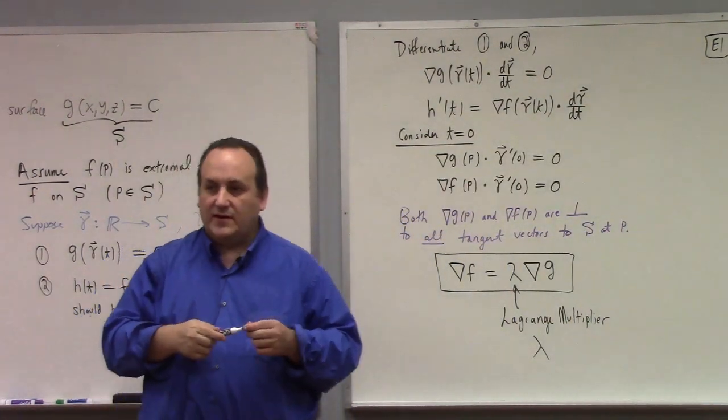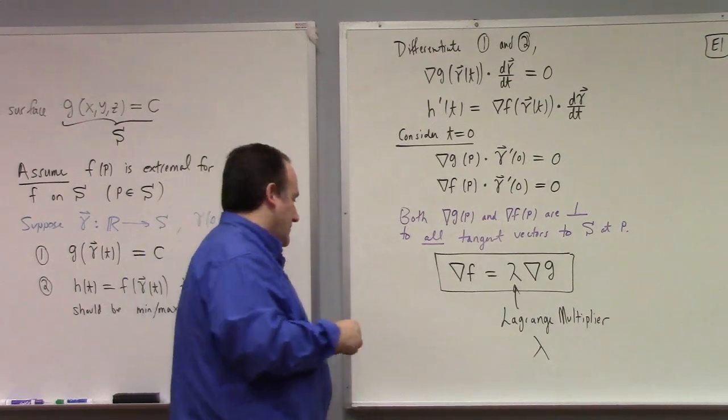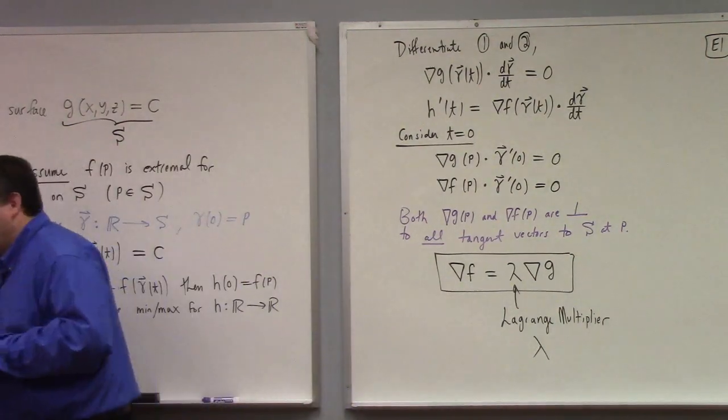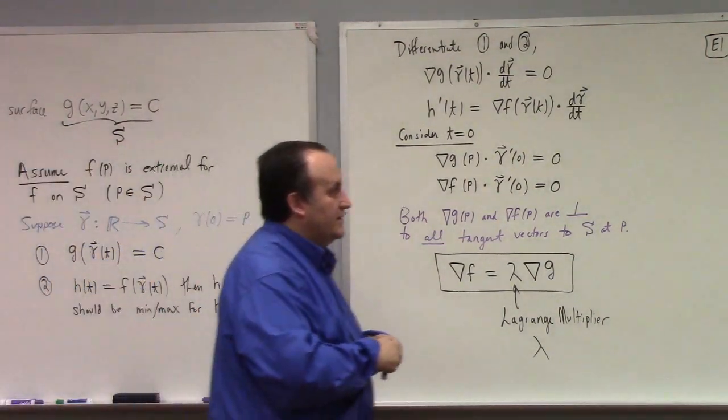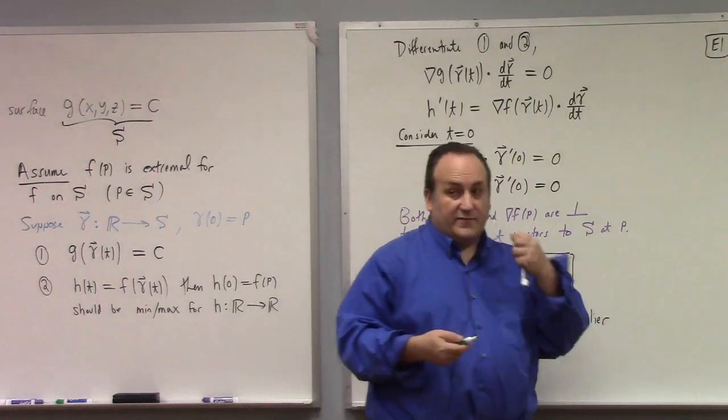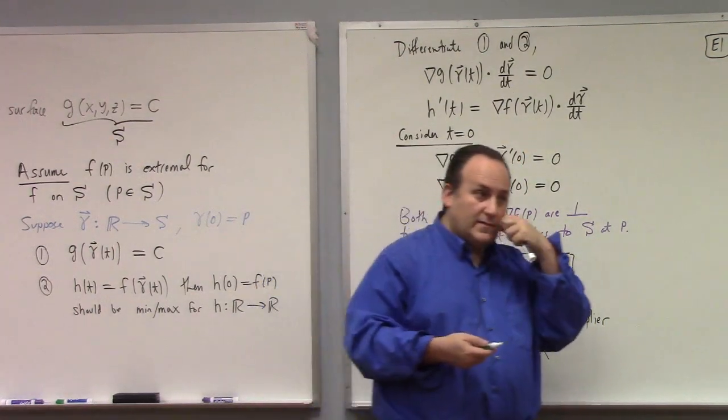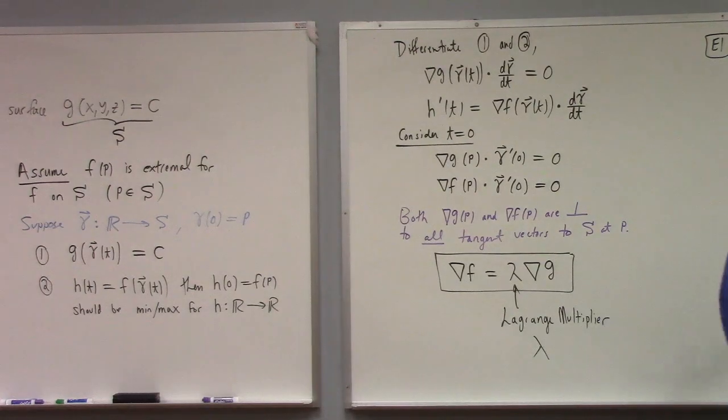Now, geometrically, you can understand this. Let's try to understand what's going on here. What are the level curves of the objective function? X equal to a constant, right? What are those? Lines. Those are lines, but vertical lines.